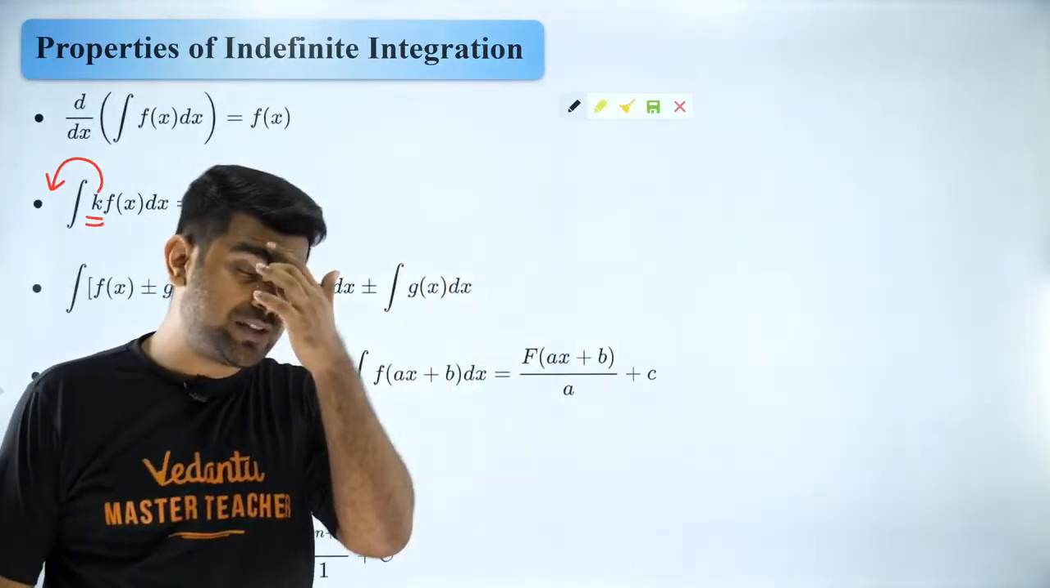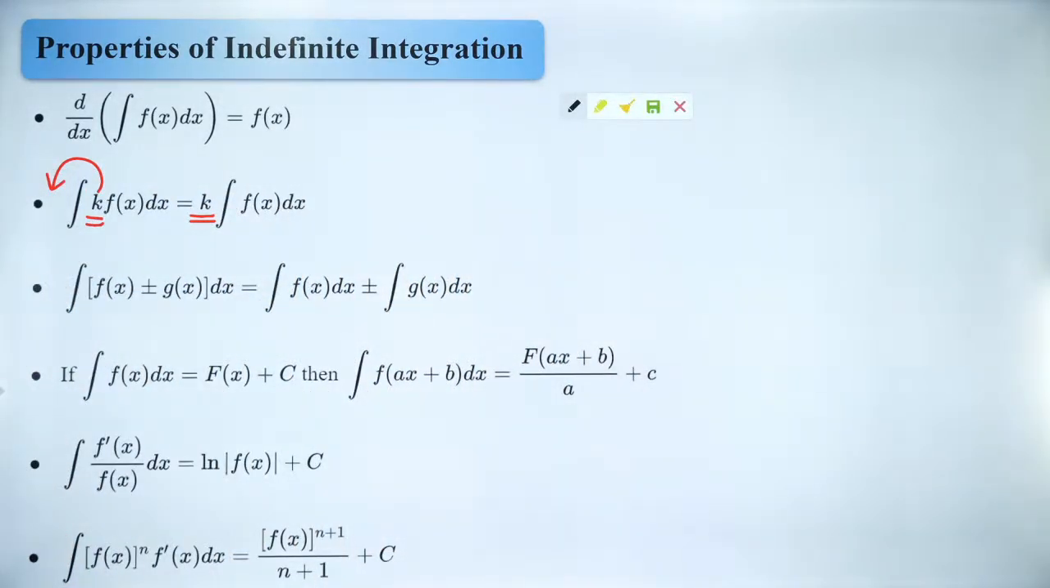Did you guys understand fifth and sixth? Can you guys tell me? K is a constant. Yes. Scalar means constant. So how do you do the fifth and sixth one? Do you want me to explain? I will explain it. Please listen carefully.